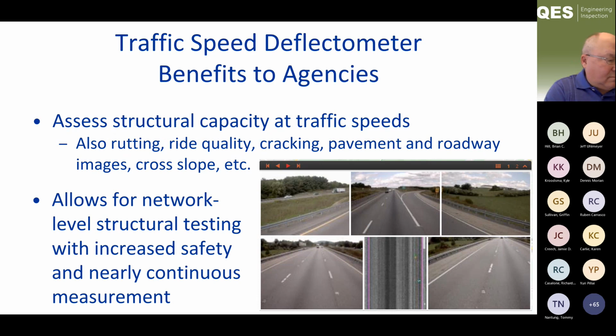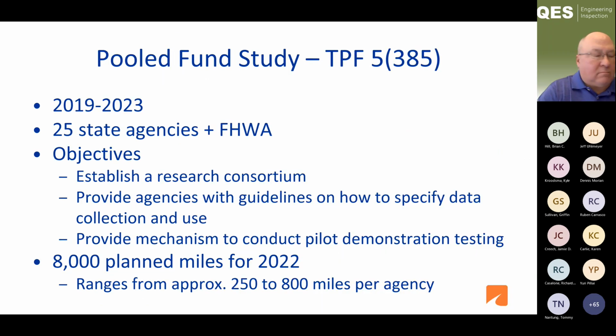So to me, looking at the TSD and these types of devices, there are several benefits to the agencies. In addition to looking at structural capacity at traffic speed, we can also look at all the other pavement distresses, the functional pavement distresses, or the things that you can see from the surface of the pavement. And to me, it really completes the picture of what's going on within the pavement system itself. Again, in my opinion, using a device such as the TSD allows for network level structural testing, which really would be almost impossible without some sort of traffic speed device, mainly for safety concerns and of course the continuity of measurement, or continuous measurements. Next slide, please, Steve.